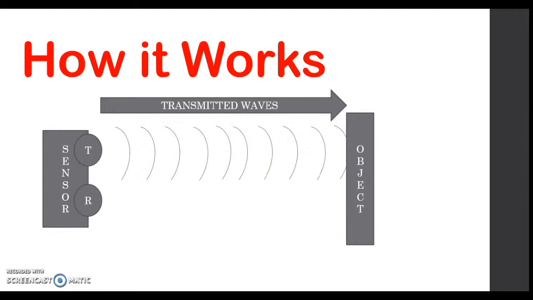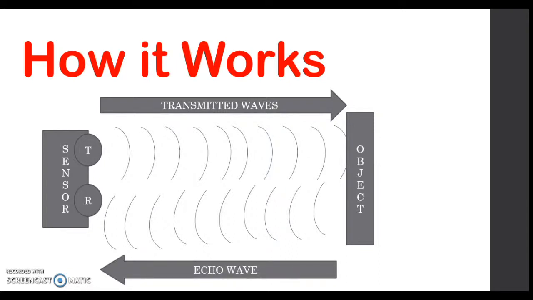It can be reflected. Once it reflects from the object going back to the sensor, it is received by the receiver mic, which then the sensor absorbs, or it gets these sound waves. This is what we call the echo wave.